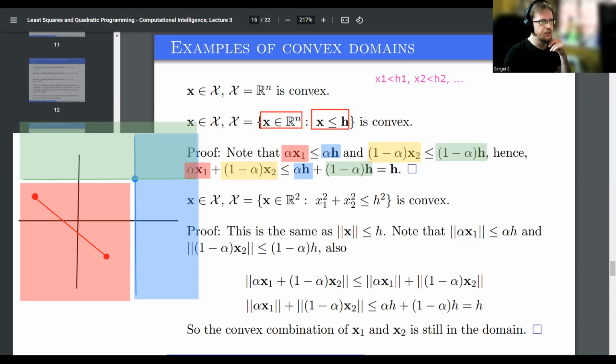But this whole expression here is nothing but h, right? You can open the brackets and you see alpha h plus h minus alpha h is h. So we just proved that this guy is less than h. And that's what we want to prove. So we proved that this region is convex. We're not going to do it very often, but I just wanted to show you that it is possible to prove those kinds of things. Do you have any questions?